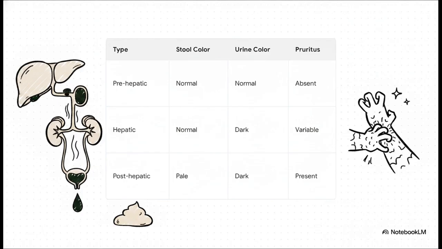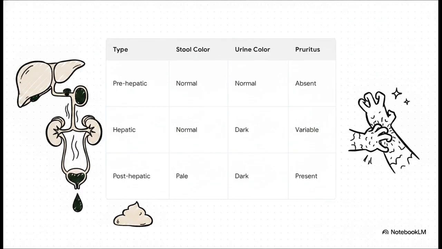If there's a physical block, like a gallstone or a tumor, that conjugated bilirubin never reaches the gut. The result? Zero stercobilinogen is formed, meaning you get pale, clay-colored stool. Plus, that water-soluble conjugated bilirubin has to go somewhere, right? It backs up into the blood, the kidneys filter it out, and boom, you get incredibly dark urine.